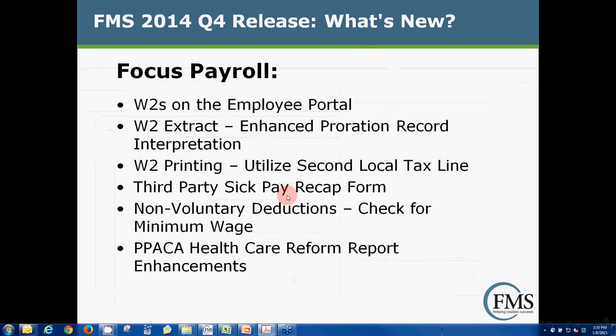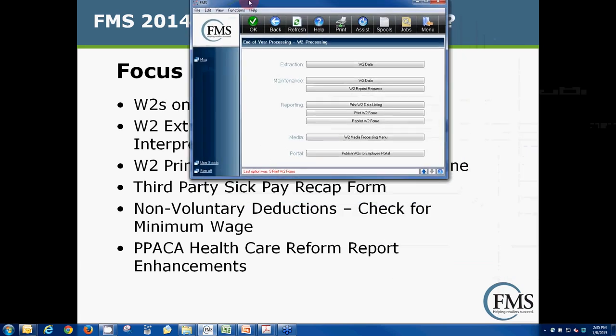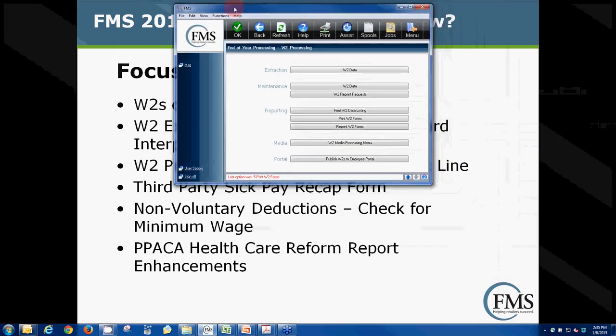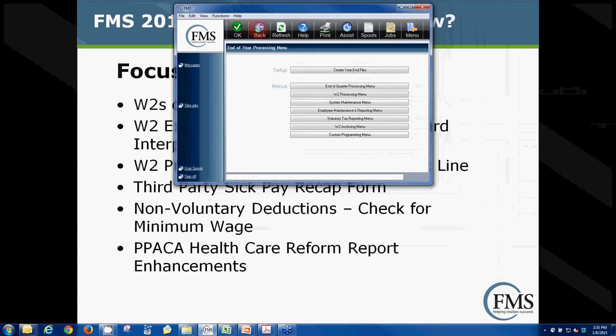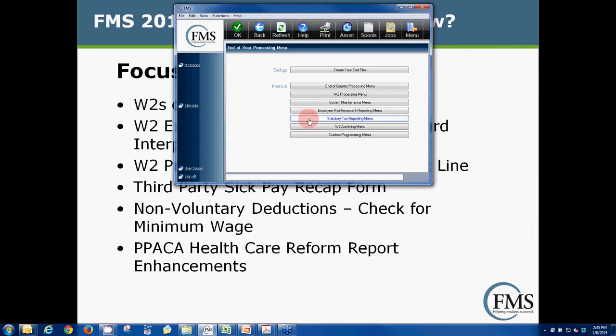All right, the next one is the third-party sick pay recap form. And again, Chris will jump in on this one because he's an expert on this. So, beginning with tax year 2014, employers are now required to report IRS Form 8894, third-party sick pay recap, if the sick pay is reported on the W-2s filed under the name and EIN of a third-party agent or insurer.